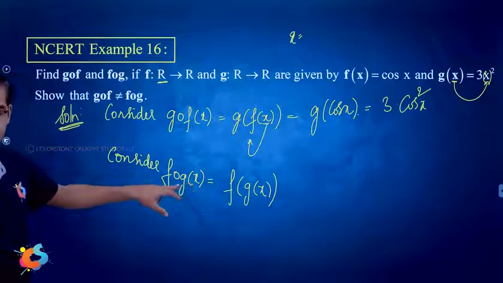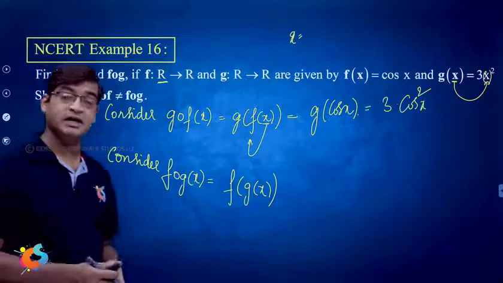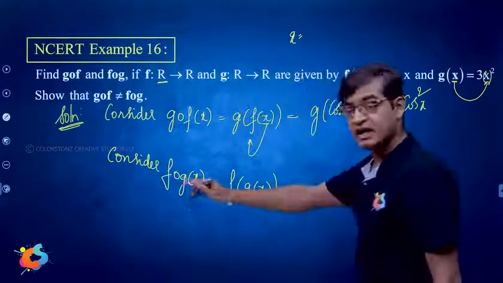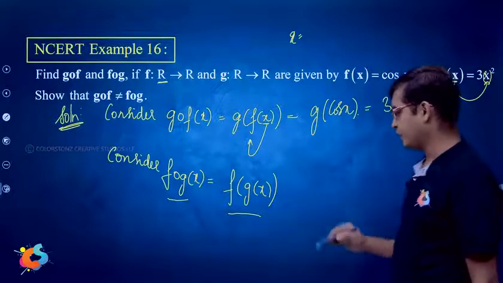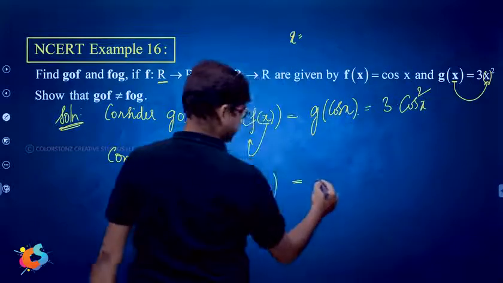First, x will be taken by the inside function. So that is what is happening. Its output is taken by the outside function. So therefore, whenever you see this one, you can write it like this. Okay. So after this, what is g of x? G of x is 3x square.